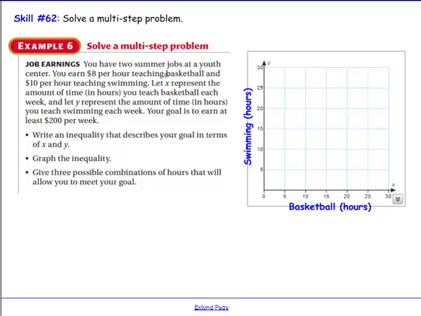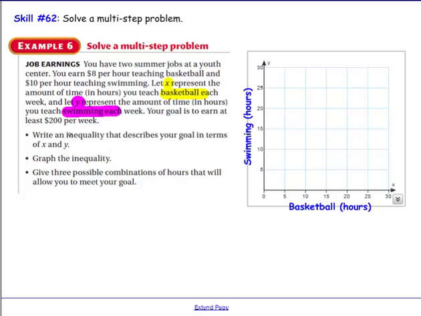Okay, so this is a word problem where you have 2 summer jobs. You earn $8 per hour teaching basketball and $10 per hour teaching swimming. And a couple important things: x represents the amount of time you teach basketball, and y represents the amount of time you teach swimming.